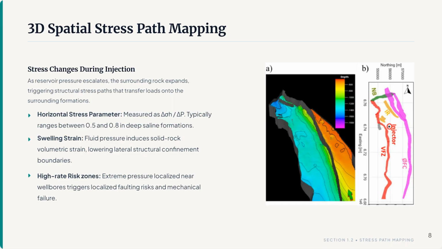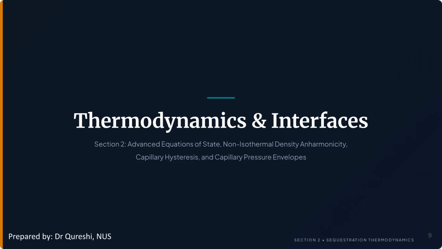3D spatial stress path mapping allows us to visualize how reservoir pressure affects surrounding formations. We track horizontal stress parameters and swelling strain to identify high-rate risk zones prone to mechanical failure. Section 2 moves into sequestration thermodynamics and interfaces. We will discuss advanced equations of state, density and harmonicity, capillary hysteresis, and pressure envelopes.